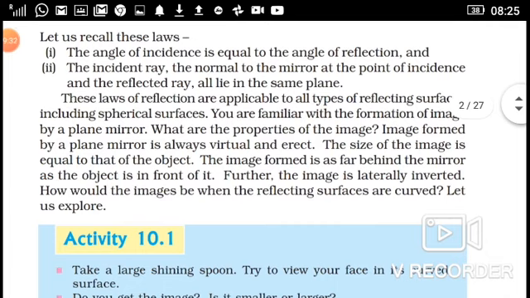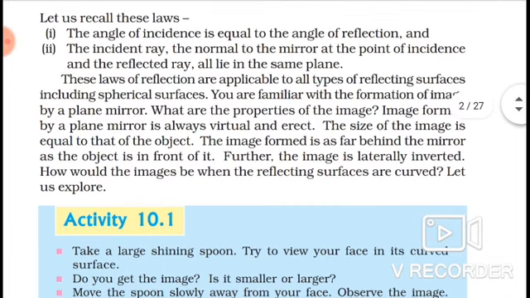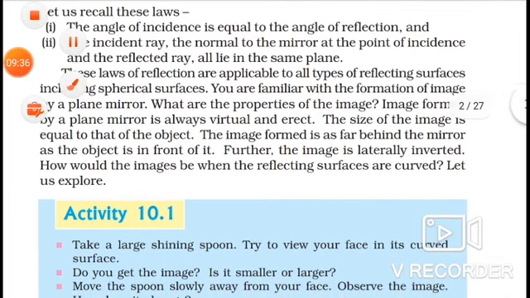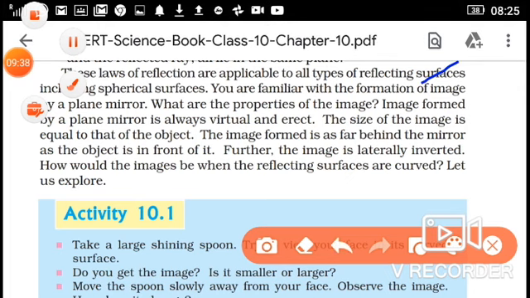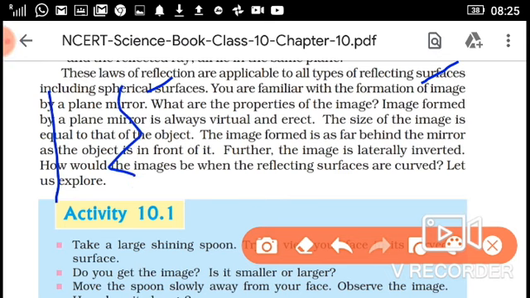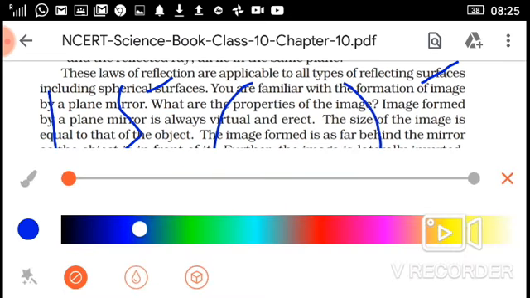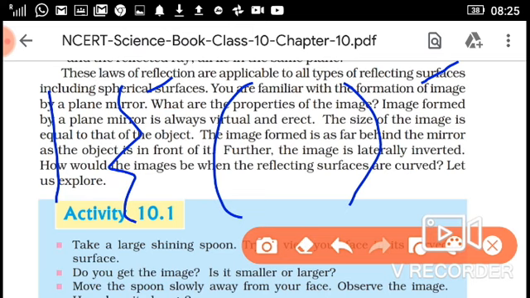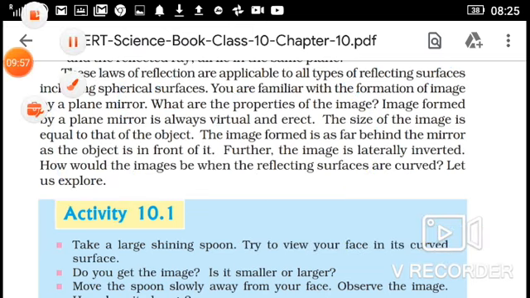Now these laws of reflection are applicable to all types of reflecting surfaces, whether the reflecting surface is a plane surface, an irregular surface, or a spherical surface. Okay, whether it is plane, rough, or spherical, in these cases these laws are applicable.